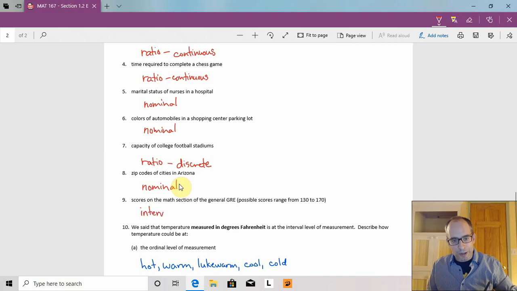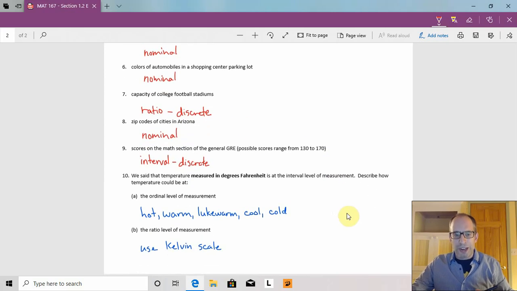So interval, and then is this going to be discrete or continuous? Well, if you're not familiar with the GRE scoring, you do always know what comes next. It only gives you integer values. So therefore, this has to be discrete because the next possible value after 130 is 131. Then the next possible one is 132, 133, 134, and so forth. So yeah, that one's going to have to be discrete.